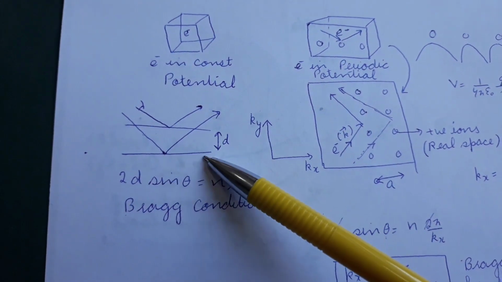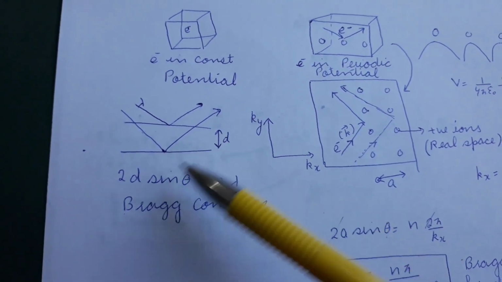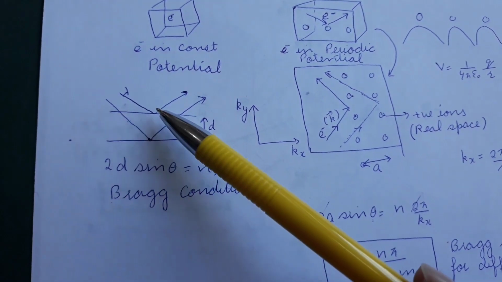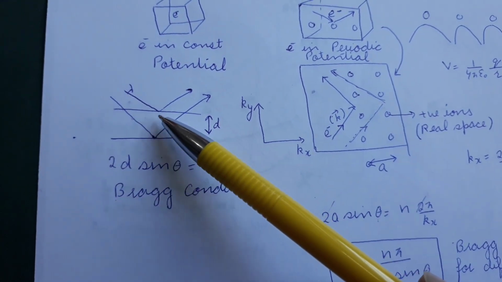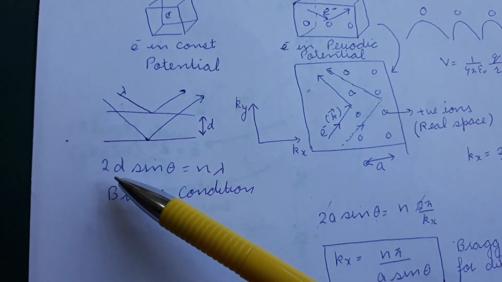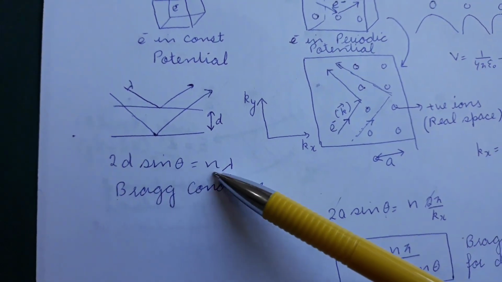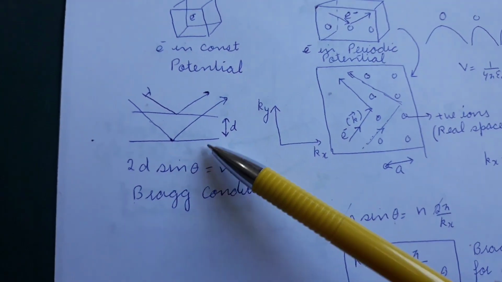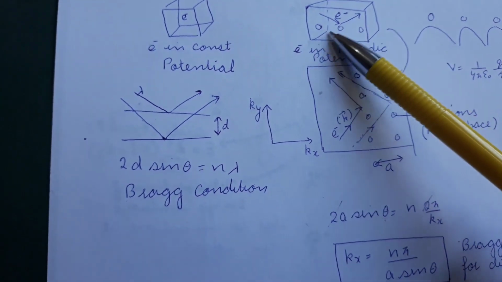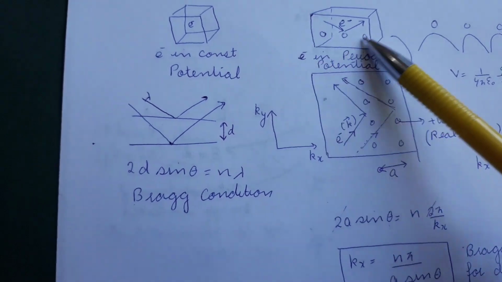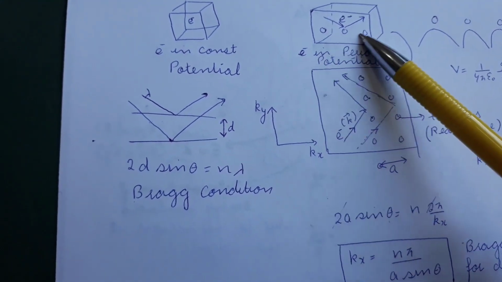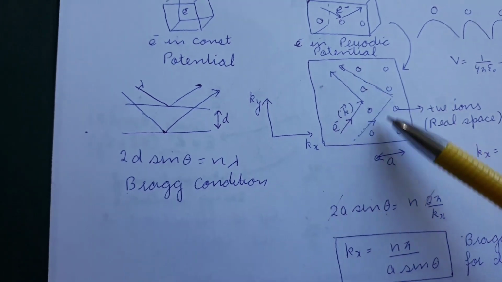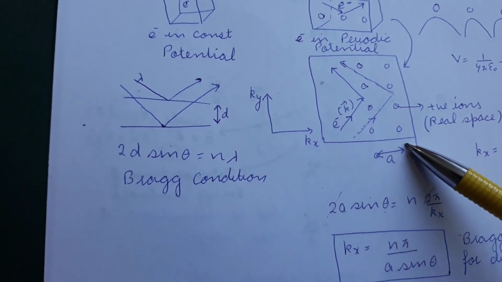If we have two planes which are separated by a distance d, then you know that Bragg's condition can be found out. Suppose the incident wavelength is lambda, which might be an electron or an X-ray photon, the Bragg's condition will be 2d sine theta is equal to n lambda, where d is the interplanar spacing. In a similar manner, if this electron is incident on these planes, here just for clarity's sake I have drawn only one line of these ions, but in actuality there will be many lattice planes. So suppose that we have two lattice planes at a distance a from each other.